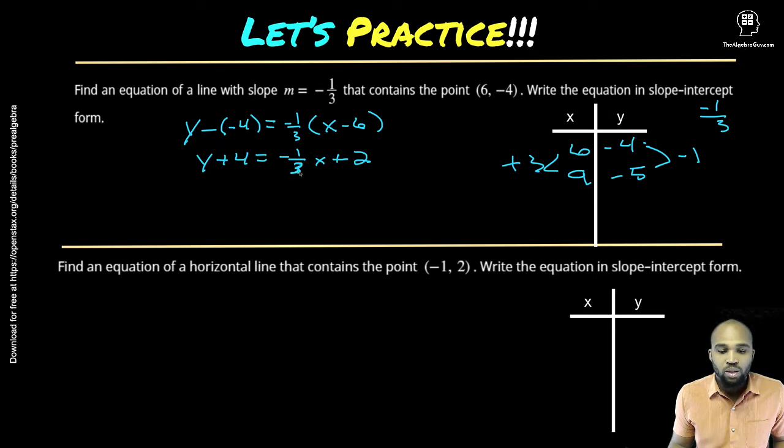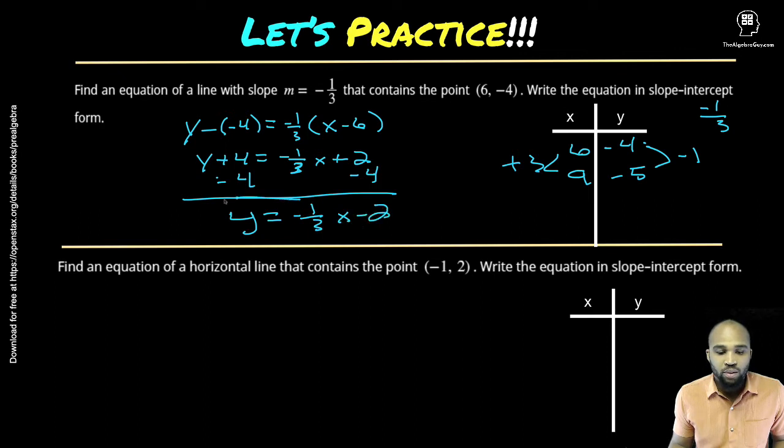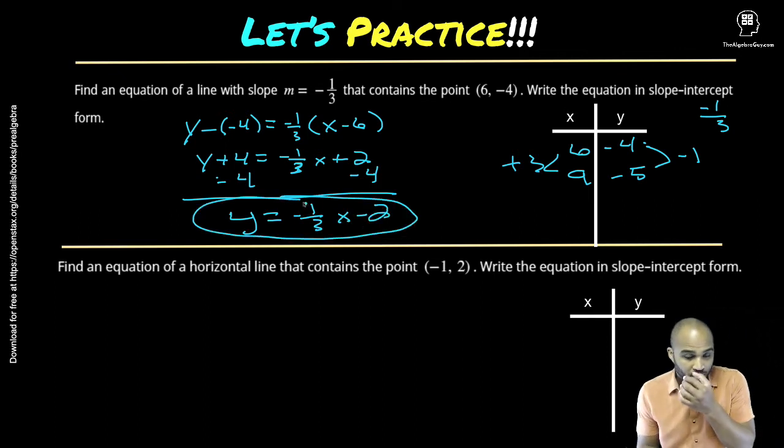So I'm almost done. You've got to get this y by itself by subtracting 4. And now y is equal to -1/3 x minus 2. So now it's in slope-intercept form. Love it, because now it's easy to graph.